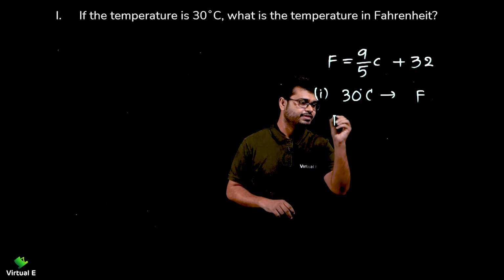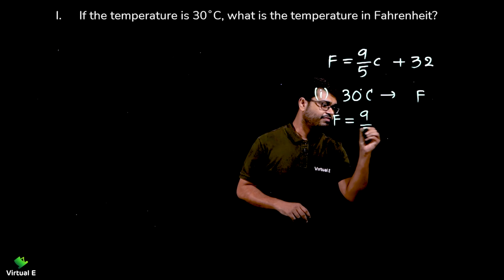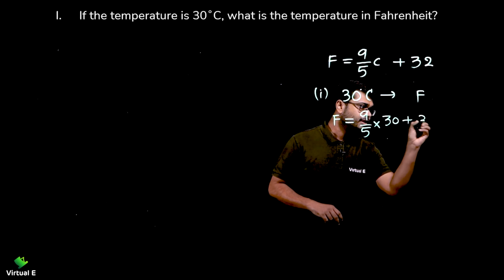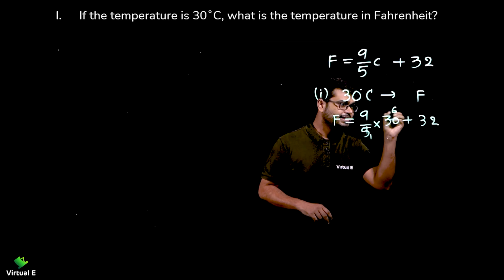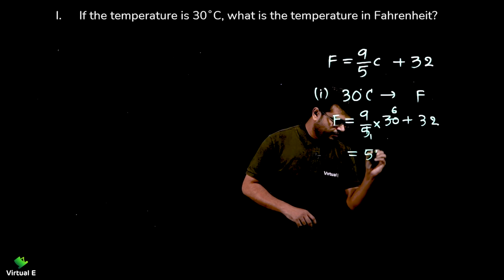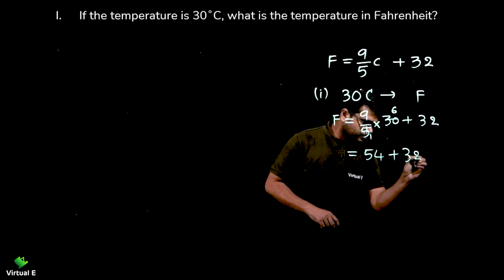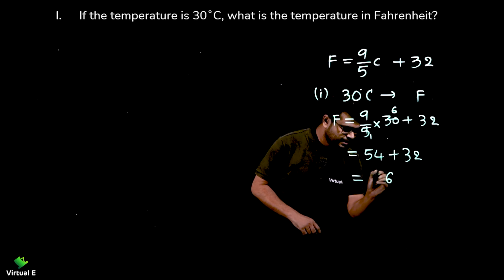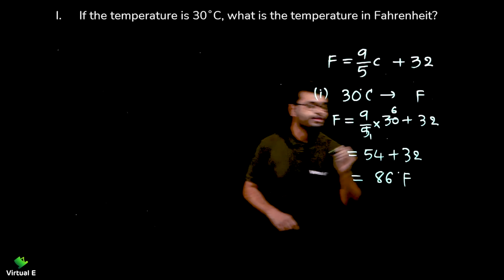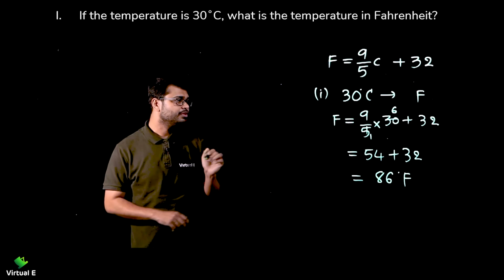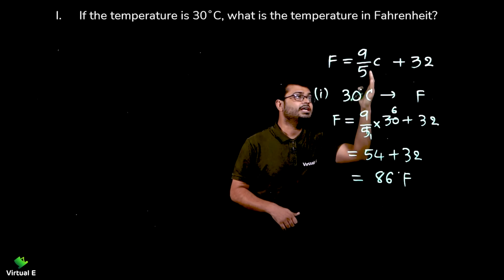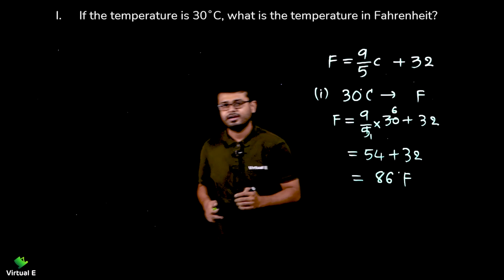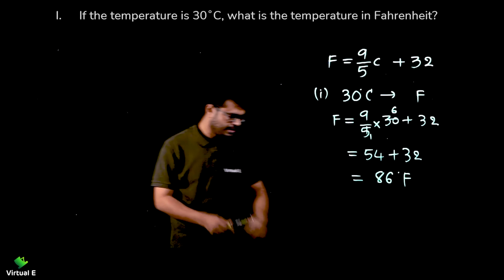So let's start. We have the relation F is equal to 9 by 5 multiplied by, instead of C, what will we write? 30, plus 32. So 5 ones are 5 and 6 sixes, 9 sixes are 54, plus 32. So 4 plus 2, that is 6, 5 plus 3, that is 8. So 86 degrees Fahrenheit, right? So this is the answer of the first one. Very simple. You have the value of C, the temperature in Celsius, and you want to convert it into temperature in Fahrenheit. Very simple.